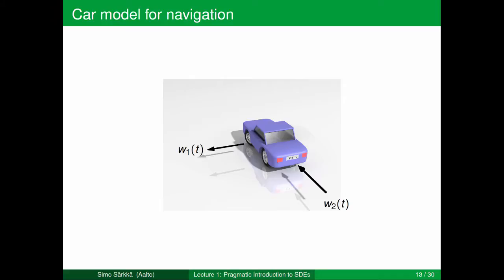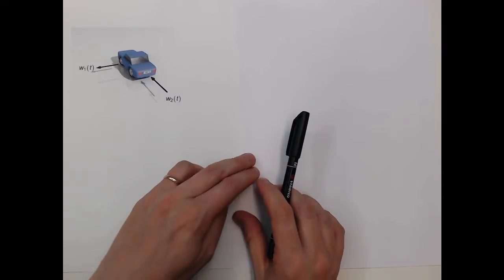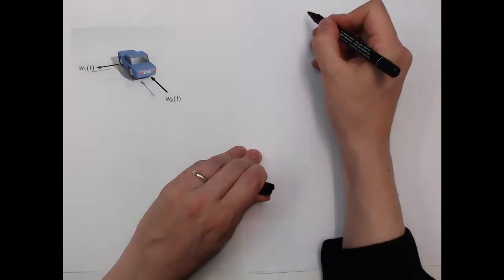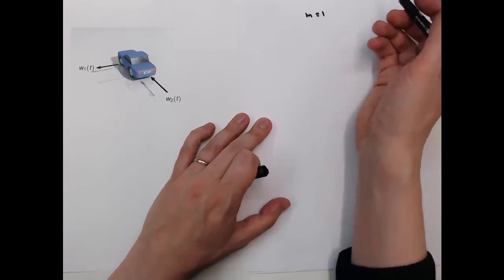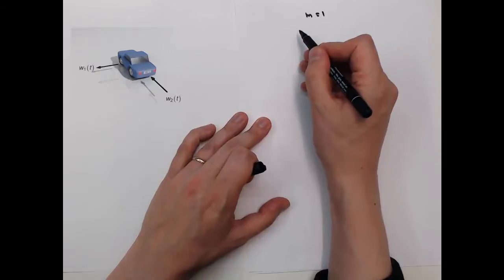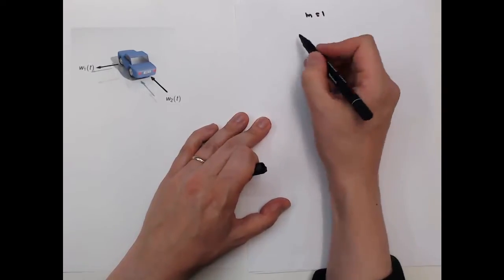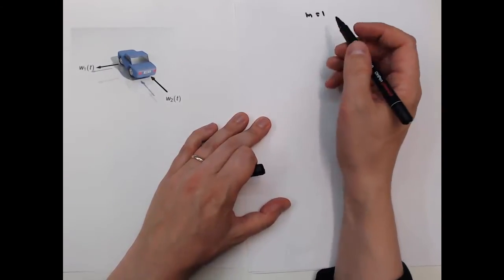So let's take a look at this quite simple model of a car. We have two forces acting on the car: first is W1 and second is W2. The assumption we will use in our model is that both of the forces are random processes, in particular white noise processes. And if we assume that the mass of the car is unit mass, we can write down the differential equation for the coordinates x1 and x2 basically from Newton's law.